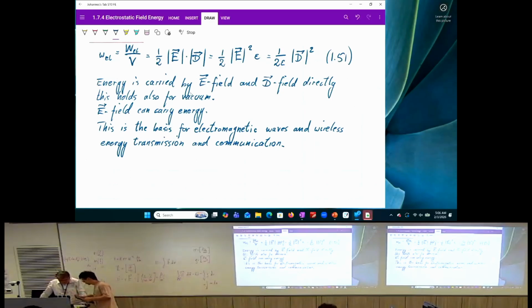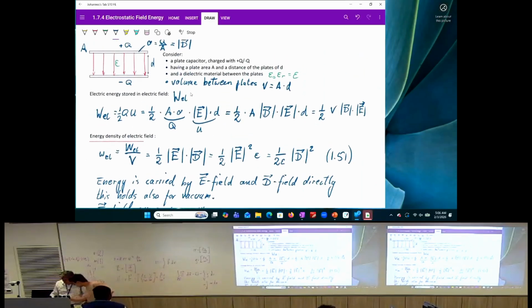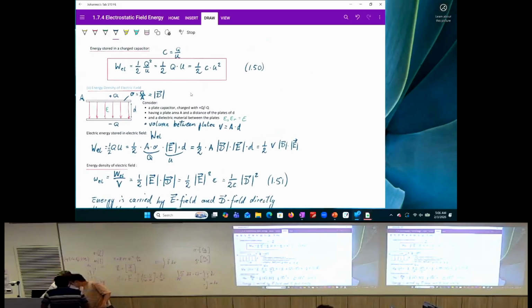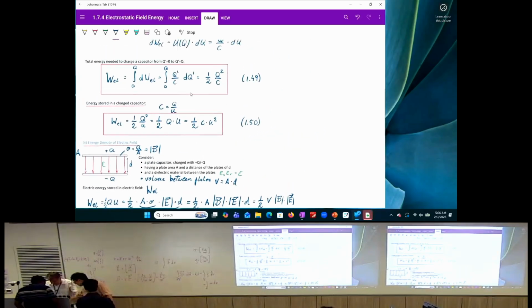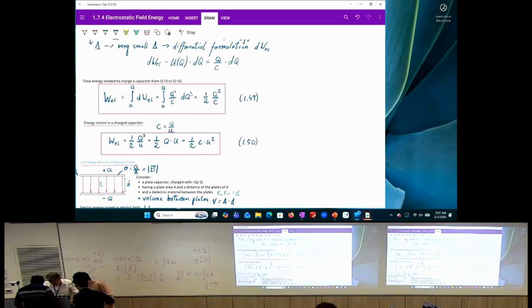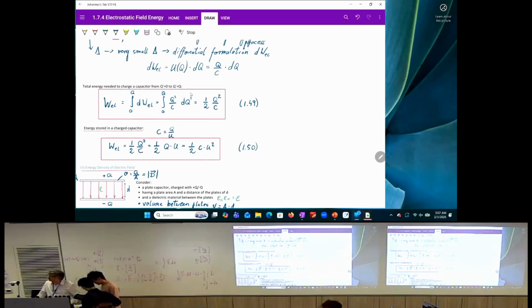For the work here, isn't the formula wrong? Q squared over C. Yeah. There's an error, yeah. Please correct here in equation 1.50, it is Q squared over C. Thank you for catching it.